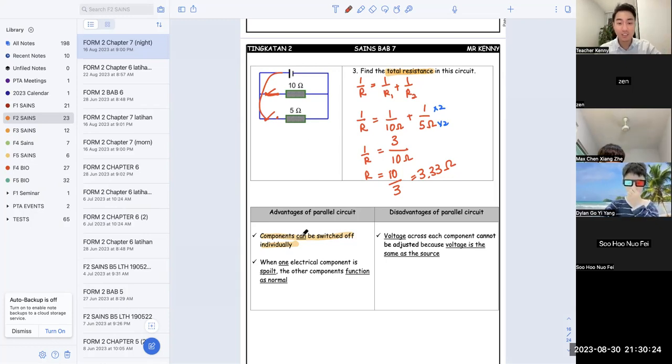That's a good thing. Next, when one component is spoiled, if one spoiled, guys, will it affect the other one or not? Yes, no? If this one spoiled already, the electricity say, oh, I don't go here, I go here. So this one can still function. Understand? So the other components can still function.